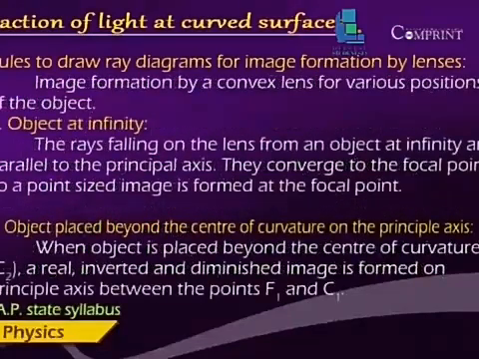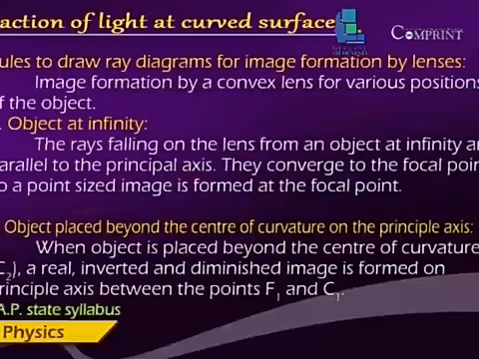Image formation by a convex lens for various positions of the object. Number 1. Object at infinity. The rays falling on the lens from an object at infinity are parallel to the principal axis. They converge to the focal point. So, a point-sized image is formed at the focal point.